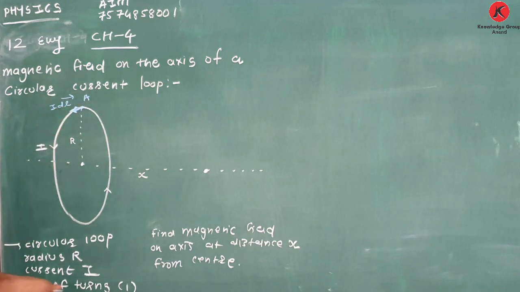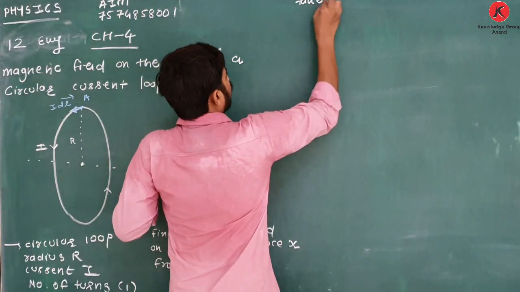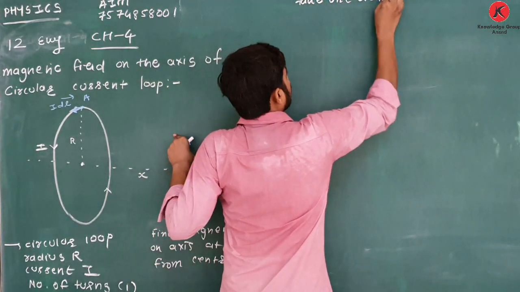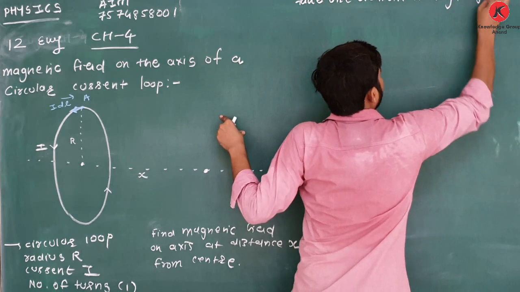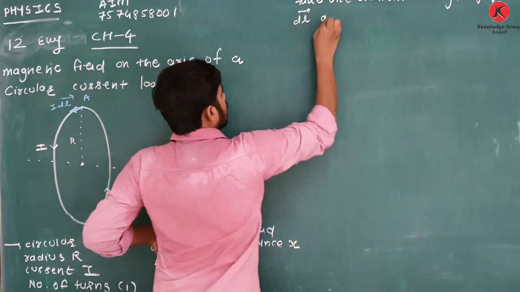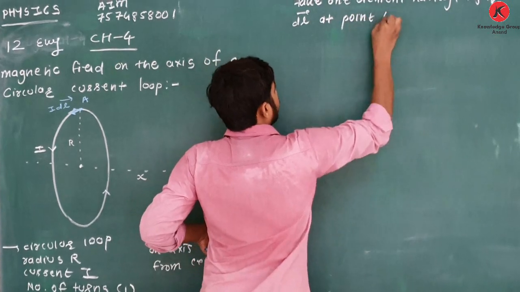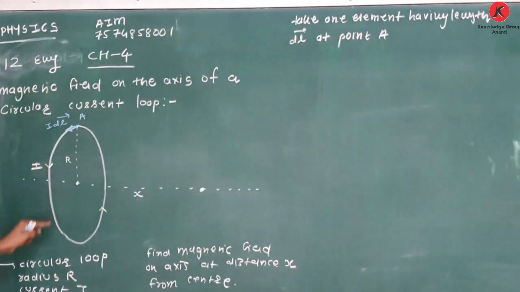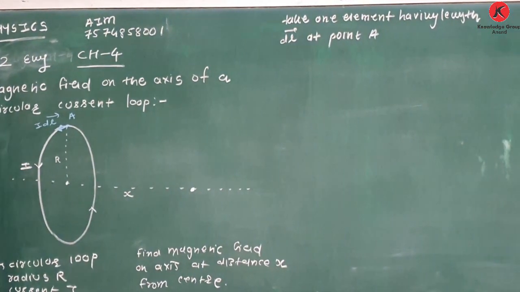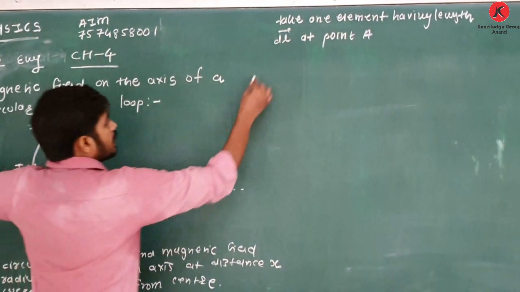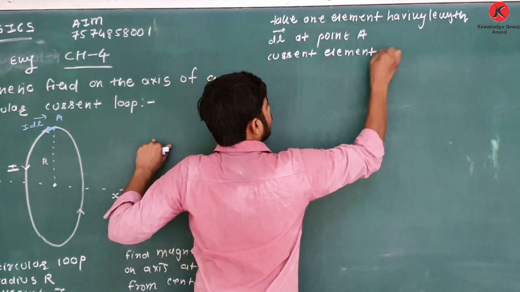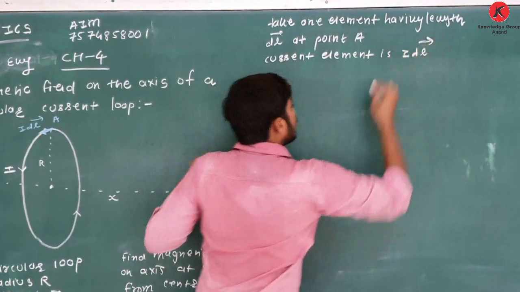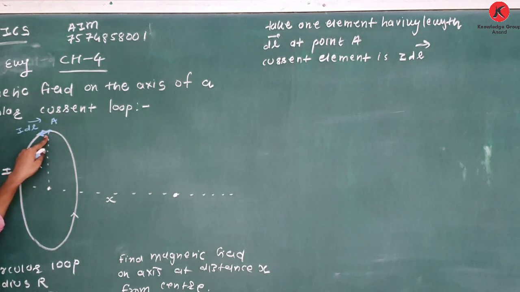Yes, we will write: take one element having length dl at point A. The current flowing will be the same. So here the current element is I dl. Now I will find the magnetic field at this point due to this current element only.